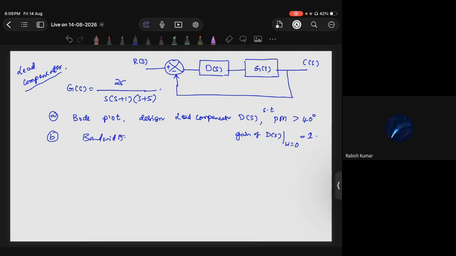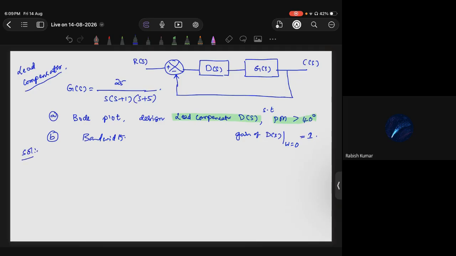Also find the bandwidth. So here the main point is how to design this compensator, which will give us this phase margin of 40 degrees. Okay, so I'll give this first Bode plot directly. So what do we do? I'll give the calculations directly.